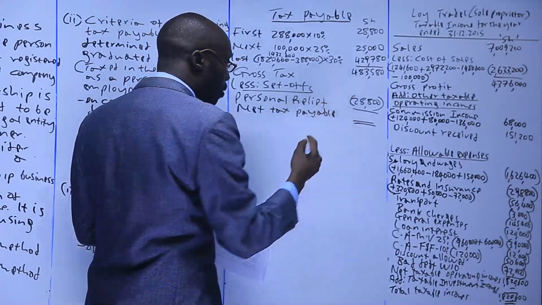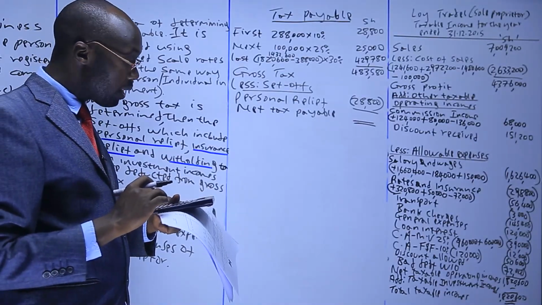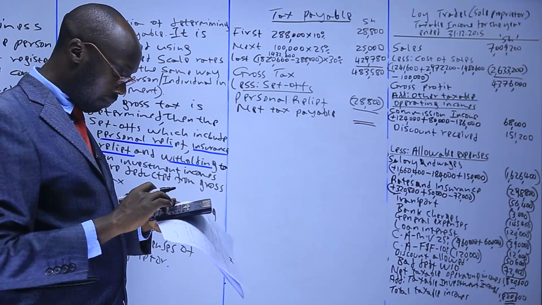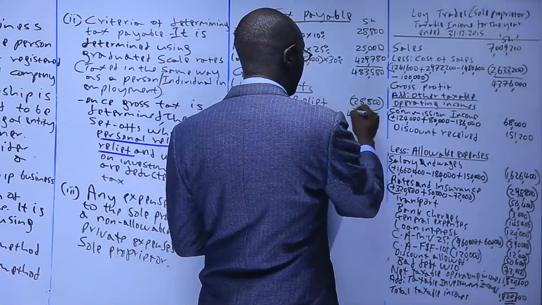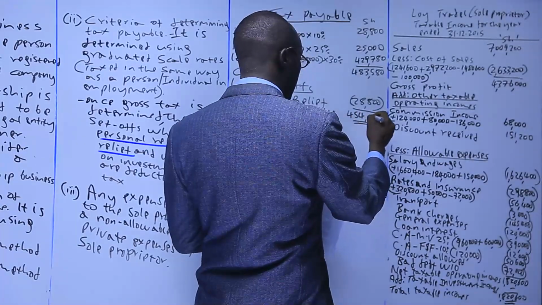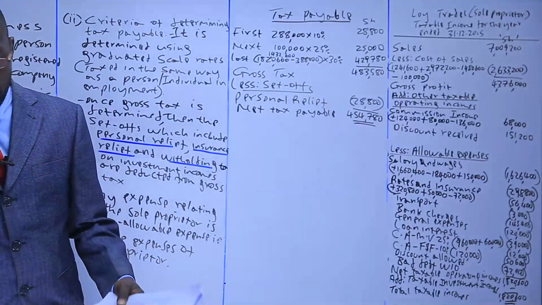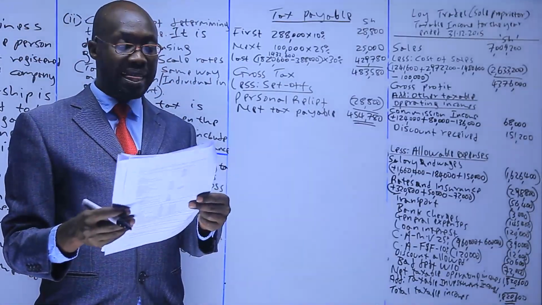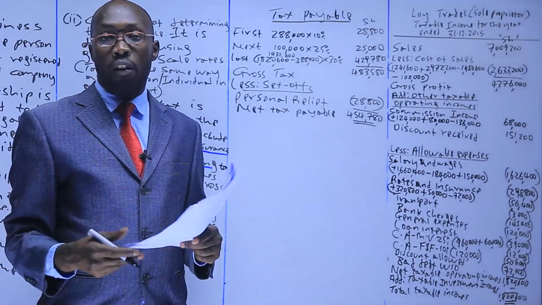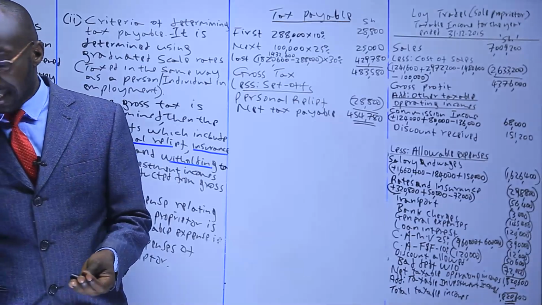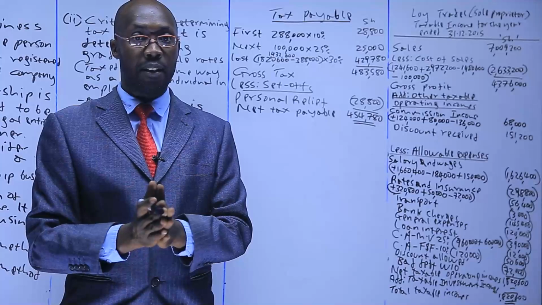The net tax payable, which will be the 483,580 minus the 28,800, gives us 454,780. And that answers required number 2, where we were supposed to get the tax payable by Lois Lubandi, and it ends there. For now, that is how we usually tax the sole proprietorship business.